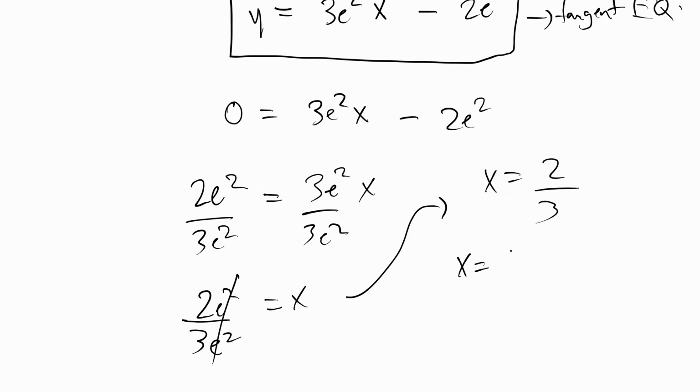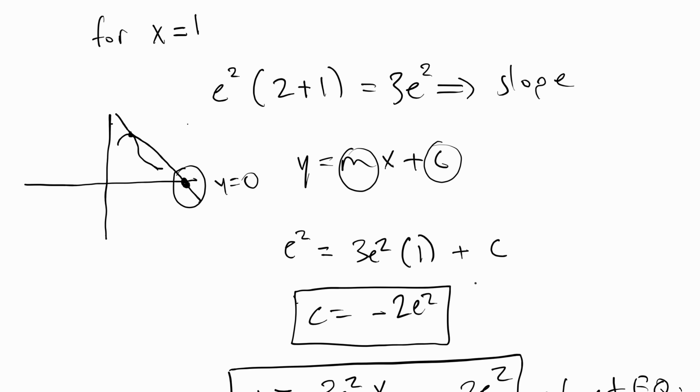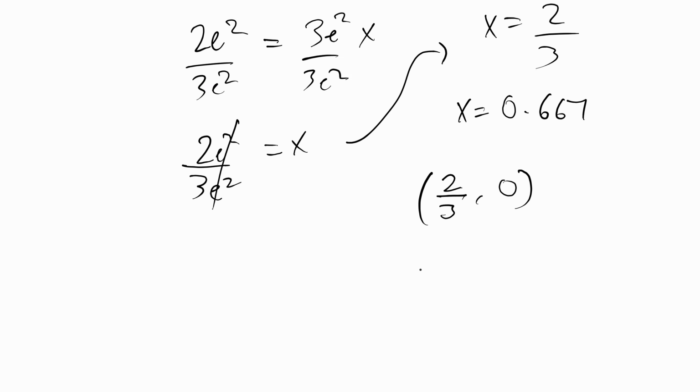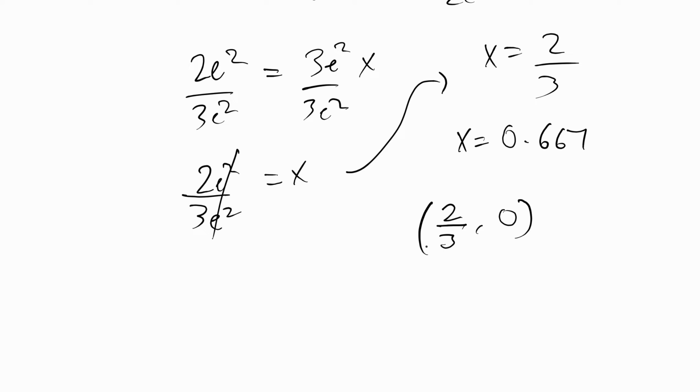So x in decimal will be 0.66667. But of course we need to give the coordinate. They're asking us for the coordinate of where it cuts, so let's give it in fraction form: (2/3, 0). That is the coordinate.